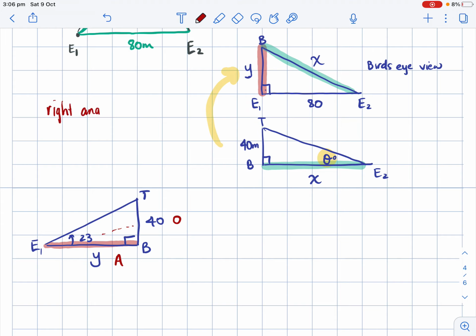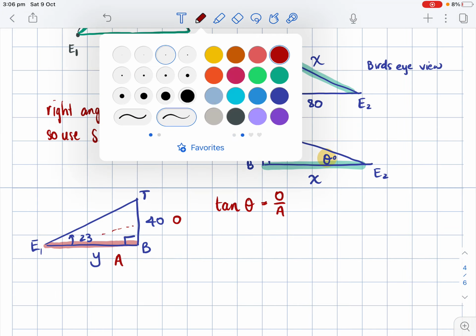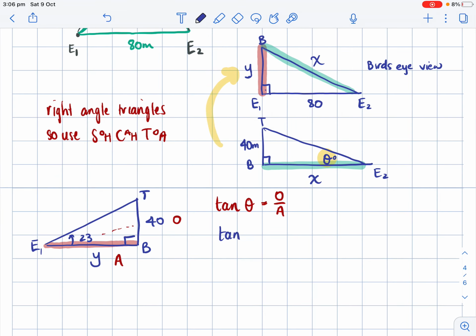Let's write that down. Right angle triangles, so use SOHCAHTOA. In this case, we've got O and A, so it's going to be tan. So tan theta equals the opposite over the adjacent. Substitute what we know. Tan of 23 equals 40 over y.